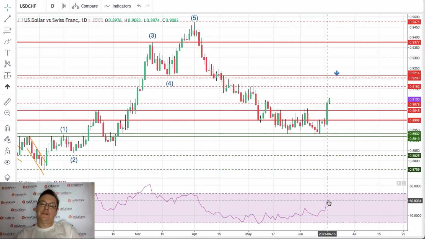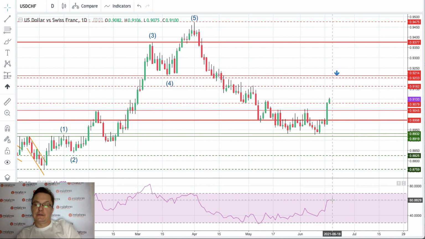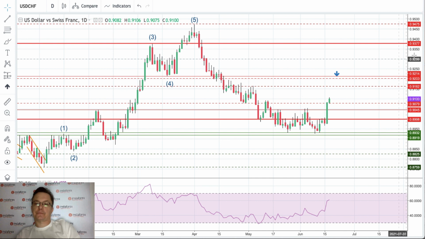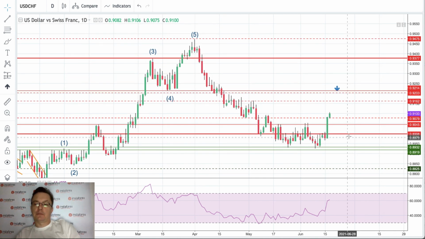are already above the 50 level. The last number is 61 points on the RSI. So bulls are definitely in control of the market.